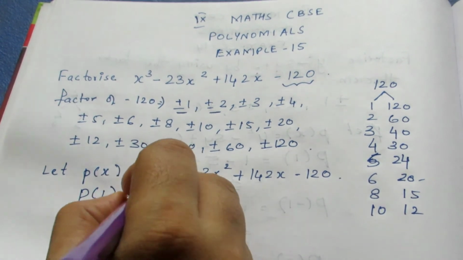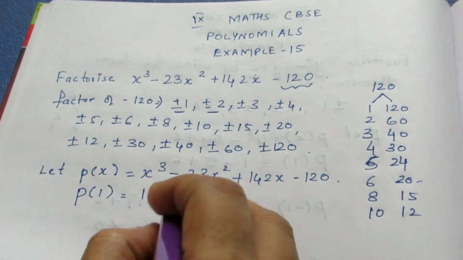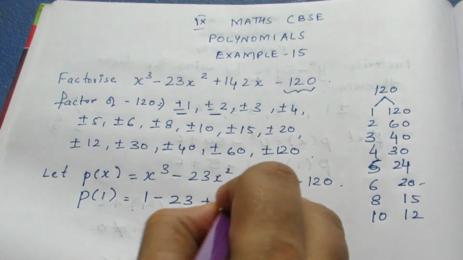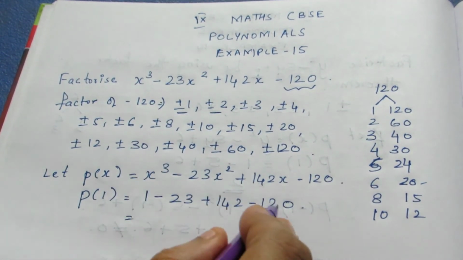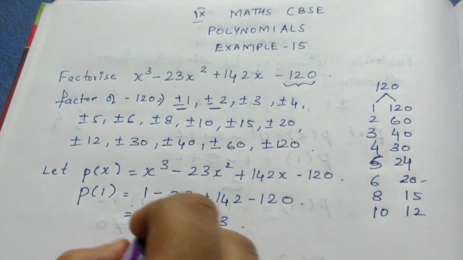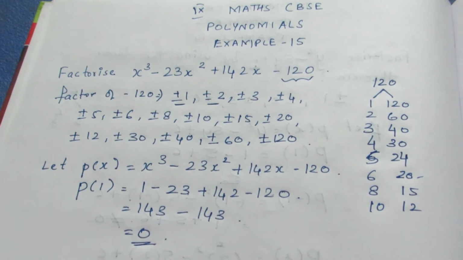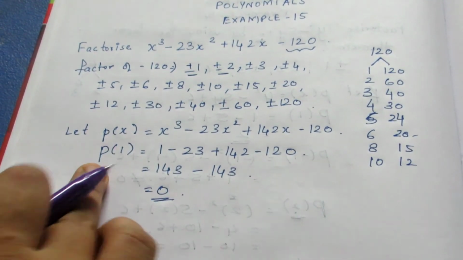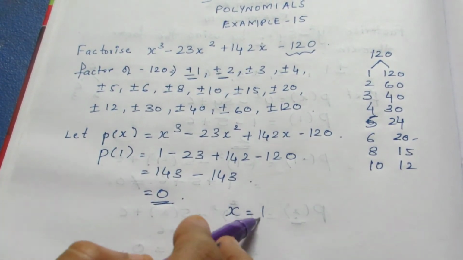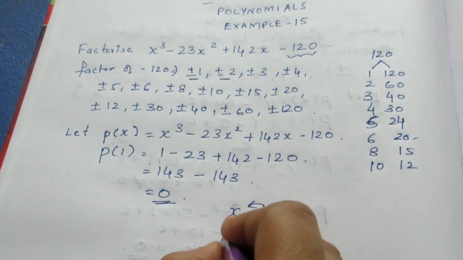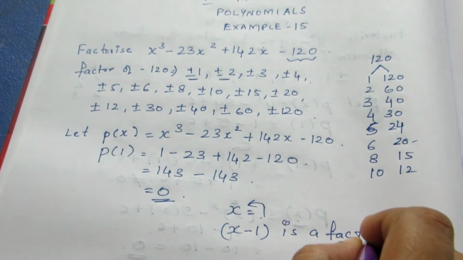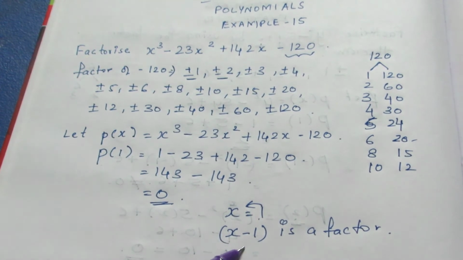So if I take plus 1, you will get all the coefficients, so no need to multiply or cube anything. Just write the coefficients. Adding them, the sum becomes 0. So in the first attempt itself I got the value equal to 0. This means that x is equal to 1. If x is equal to 1, bring this number to the other side to find the factor. So x minus 1 is a factor. So I got one factor.